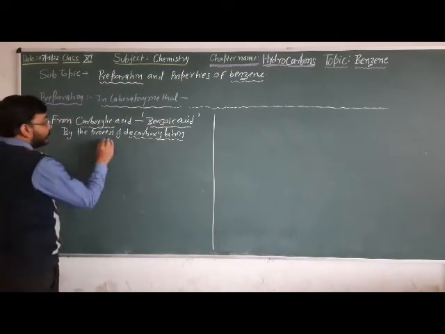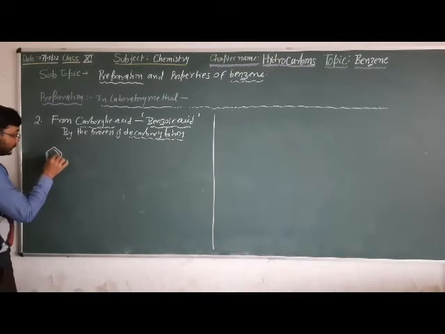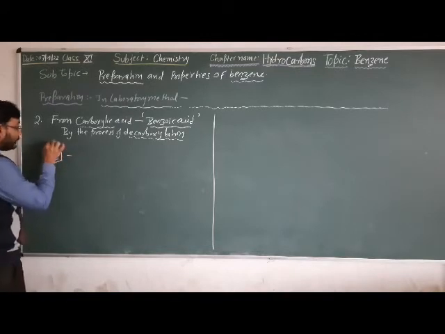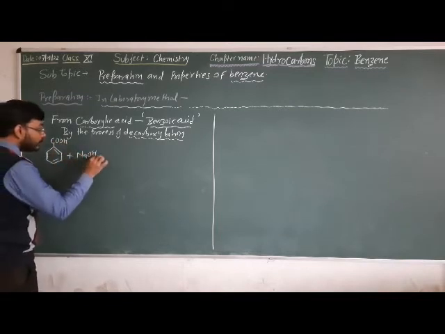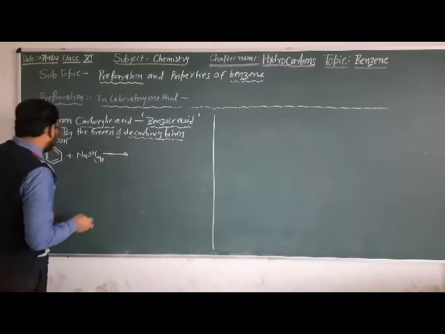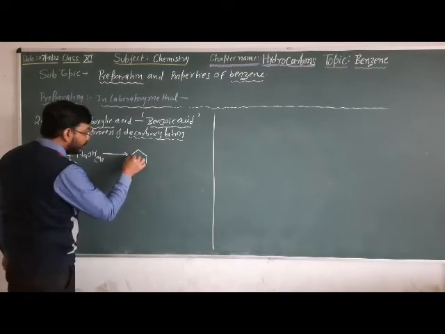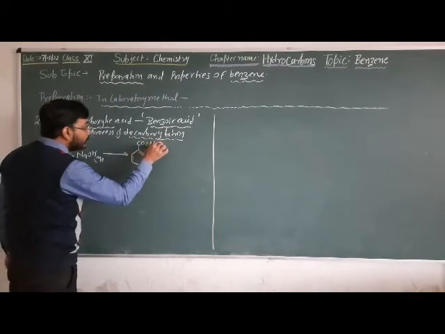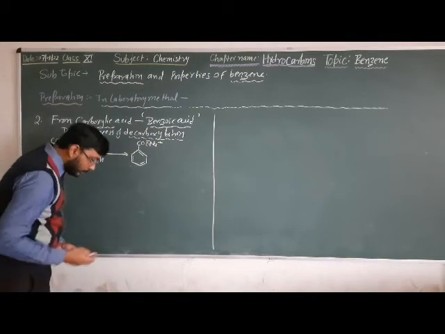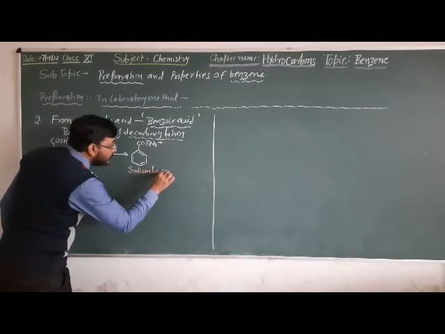By the process of decarboxylation, first we take the benzoic acid and allow it to react with sodium hydroxide, NaOH. Then it will give a salt of benzoic acid that we call sodium benzoate. Sodium benzoate.